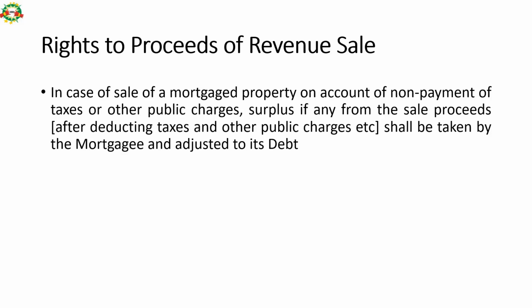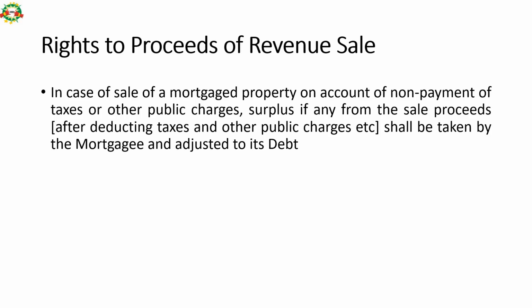Right to the produce of revenue sale. In case of sale of a mortgaged property on account of non-payment of taxes or other public charges, surpluses if any, from the sale proceeds, after deducting taxes and other public charges etc., shall be taken by the mortgagee and adjusted with that. Say, I have mortgaged property. Because of non-payment of property tax, the bank receives a notice from the property tax department for payment of taxes. The borrower is not clearing the dues.